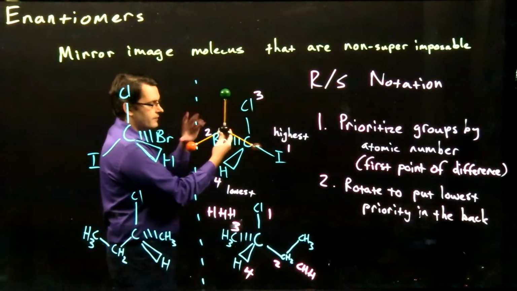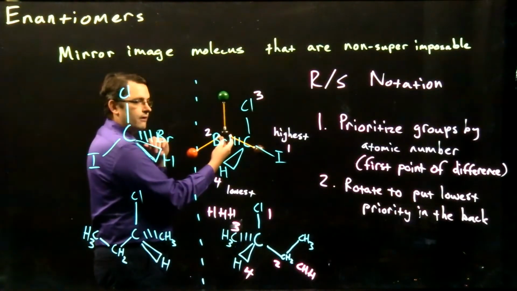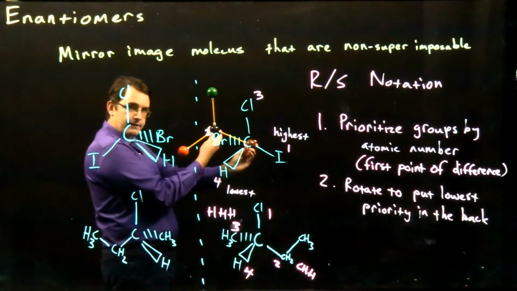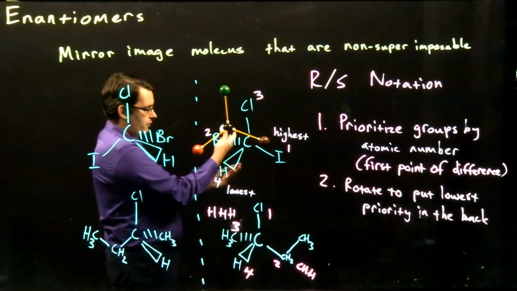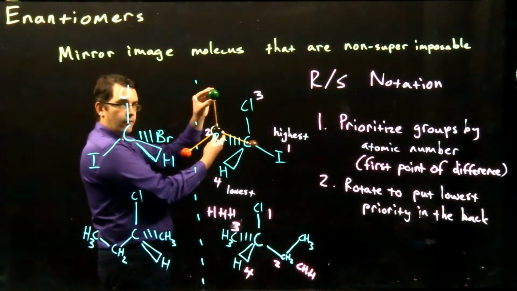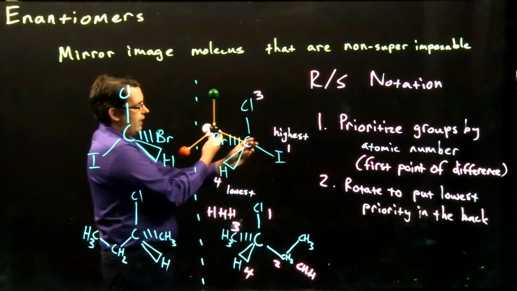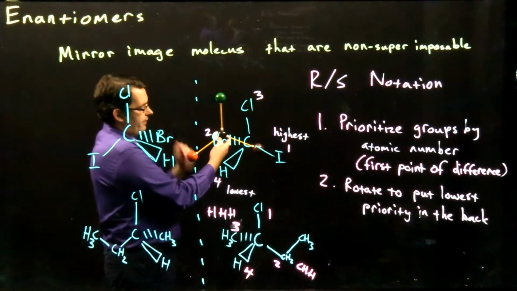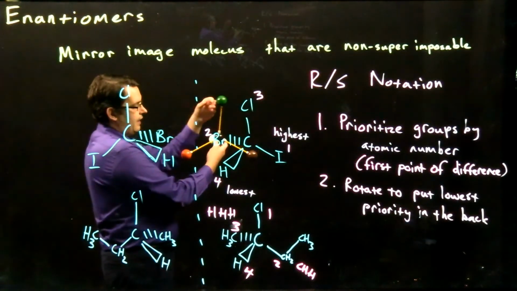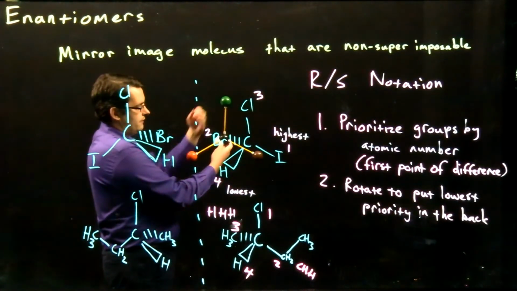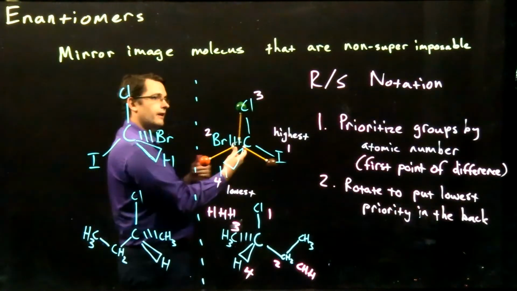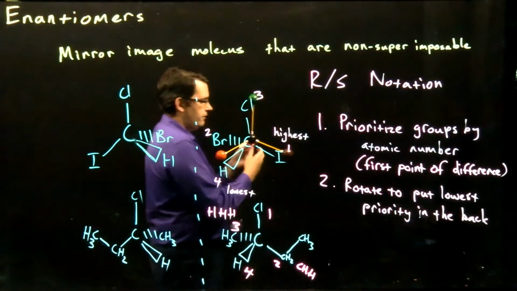And what we're going to do is look at our other groups. We're going to start at the highest priority group, that's my iodine over here, and we're going to move to the next priority group. So I move over here to my bromine, and then we're going to keep following in sequence towards each of our groups. So highest priority, second, third priority. Notice as I'm doing that, I'm moving my hand in a counterclockwise direction. You see that movement there? So that means that this is an S notation.